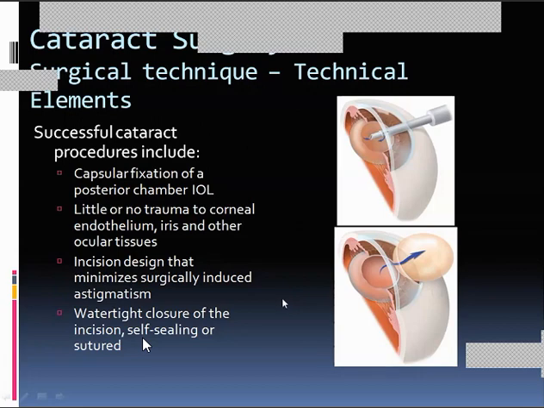If it is loose, there will be leaking of the intraocular fluid, that is the aqueous humor, and the chances of infection are more. When it's too tight, it leads to astigmatism. So a watertight closure of the incision or a self-sealing incision should be given to the patient, otherwise it should be sutured.